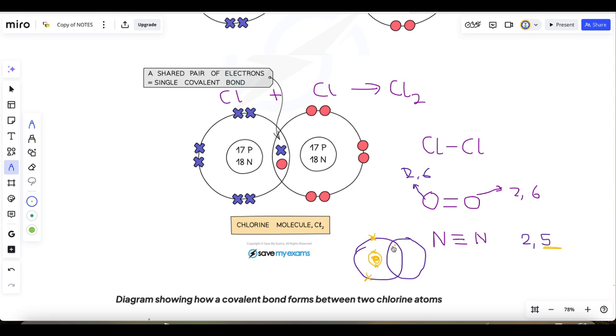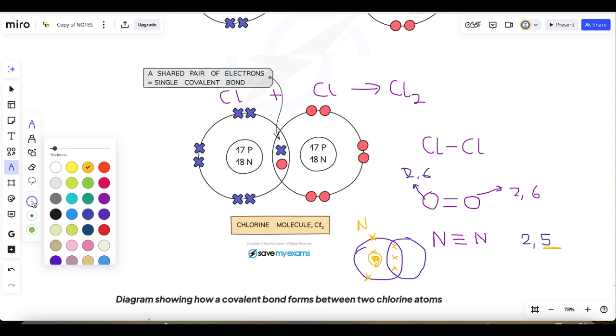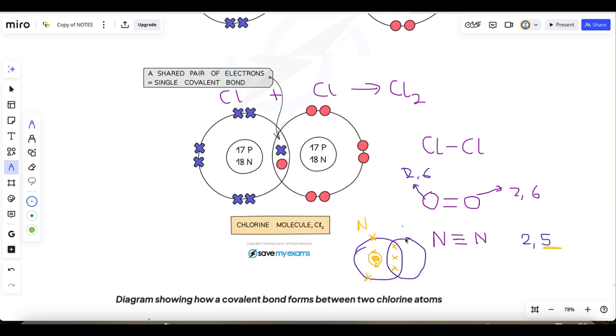So I have 3 crosses here. 1, I give space, I draw the second 1, meaning this nitrogen atom will donate 3. And then I'll have the third one. Okay. Now, let's go to the other nitrogen atom. The other nitrogen atom will also donate 3. This other nitrogen atom will donate another 3. Okay, that's why it's a triple bond.